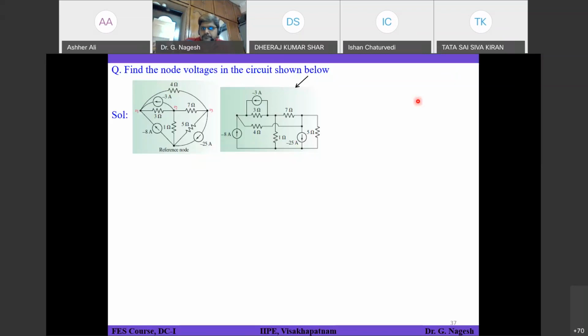Okay, let's see. What about V3? And the third one is (V3 minus V1) by 4 plus (V3 minus V2) by 7 plus V3 by 5 minus 25 equal to 0. Okay, the same equation. Let's see whether those three equations are matching or not. Anyone else who has tried? Yes, sir, the same. Okay, so let's see whether those equations are matching or not.